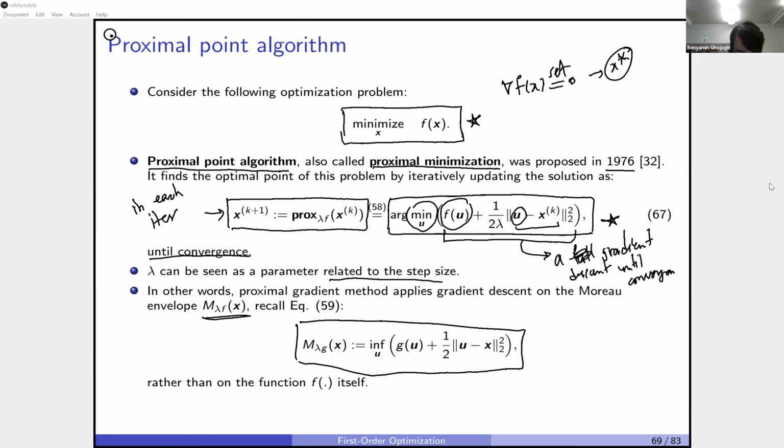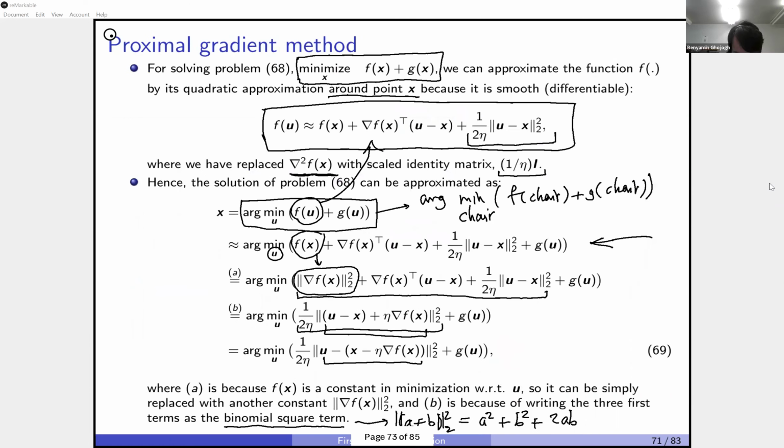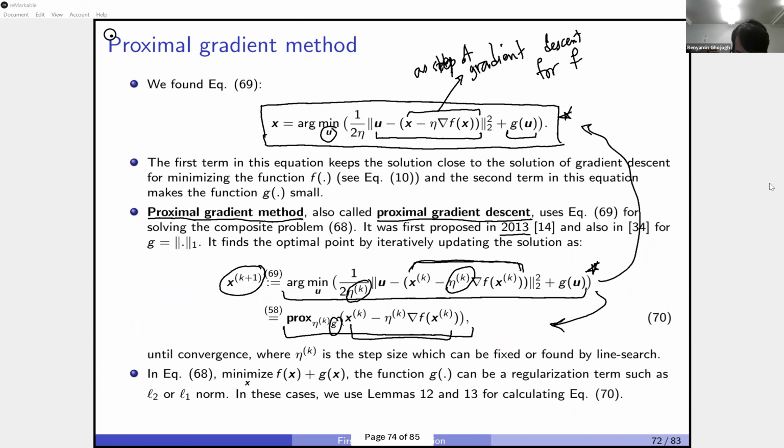However, in the proximal gradient method, you're only doing one step of gradient descent, not the whole gradient descent. So it's simpler in terms of computation. Okay, did you understand what I'm saying?